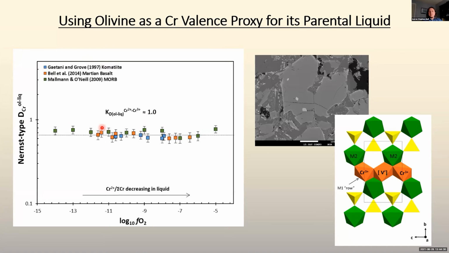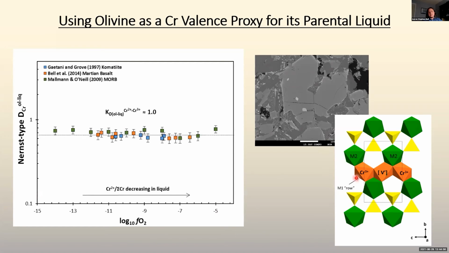And so what this basically means is, although chromium 2+ to 3+ ratios aren't preserved in quenched silicate liquids, they are preserved in olivine phenocrysts. This is very convenient for petrologists, mainly because olivine is often the first phase to appear on the liquidus of primitive basaltic melts. And so olivine is pretty ubiquitous in these primitive basaltic melts that we're interested in measuring the oxidation state of.